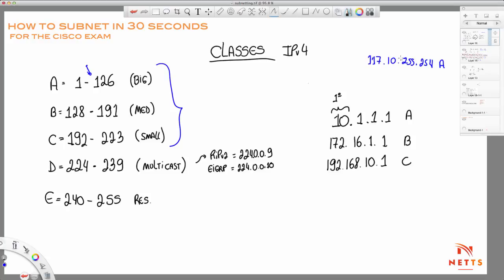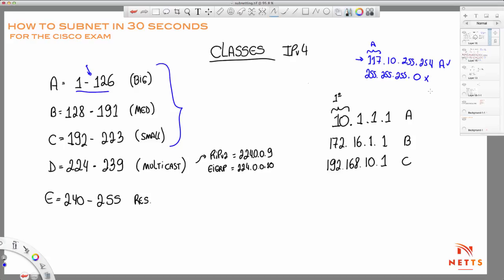Please don't get confused if somebody says otherwise. What about 117.10.255.254 with the subnet mask of 255.255.255.0? What class is this IP address? You may be thinking, wow, the 117, the first octet, is inside of the class A range, so it's a class A. Yes, you're right. But then you look at the subnet mask and say, wow, this subnet mask is a class C subnet mask. Wrong. Subnet mask doesn't have a class.